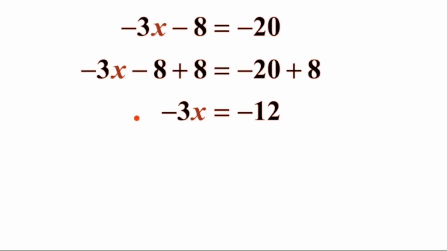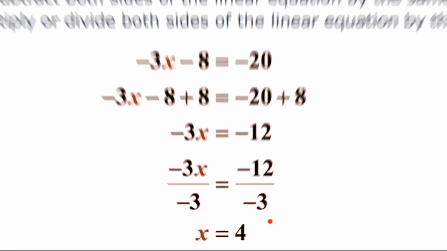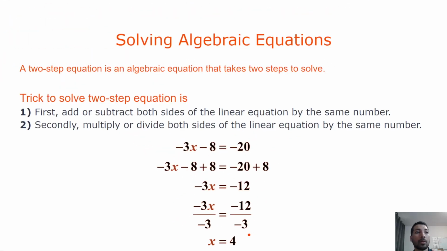Now we use the division property over here because negative 3 and x are in multiplied form. So divide by negative 3. So x equals 4. This is how we solve the two-step equation in algebra.